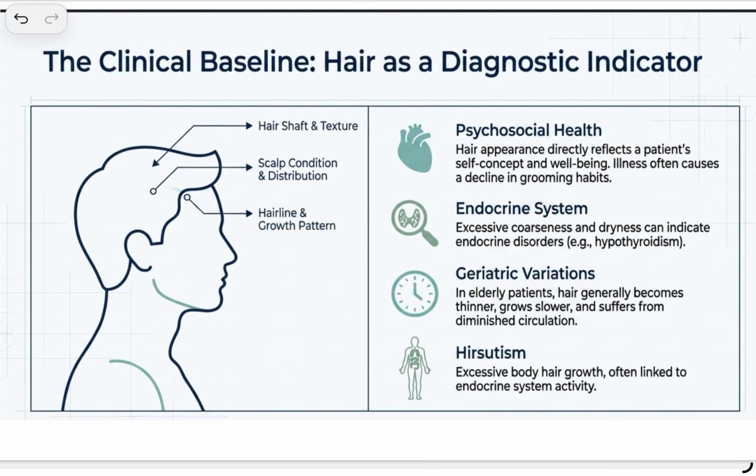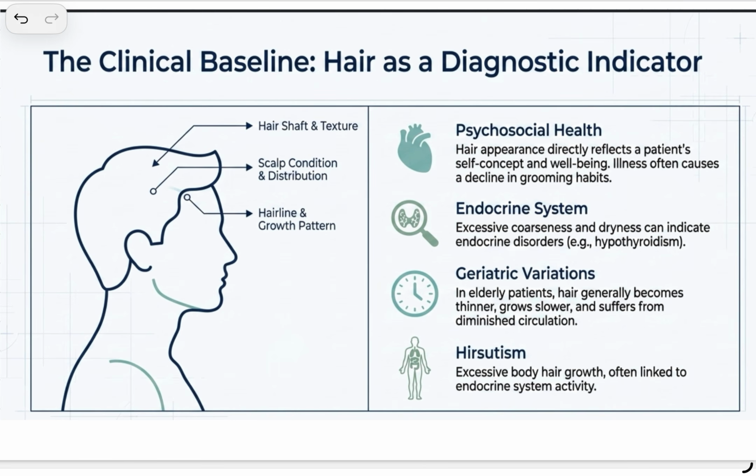That one we can call excessive coarseness and dryness. Are you understanding? So you need to remember, whenever the examiner asks a question about hypothyroidism relating to secondary hair disorder, you should think about what type of signs and symptoms. You should say excessive coarseness and dryness. Clear? Yes. Coming to the geriatric variations. In elderly people, the hair will become thinner or may be diminished also, right?